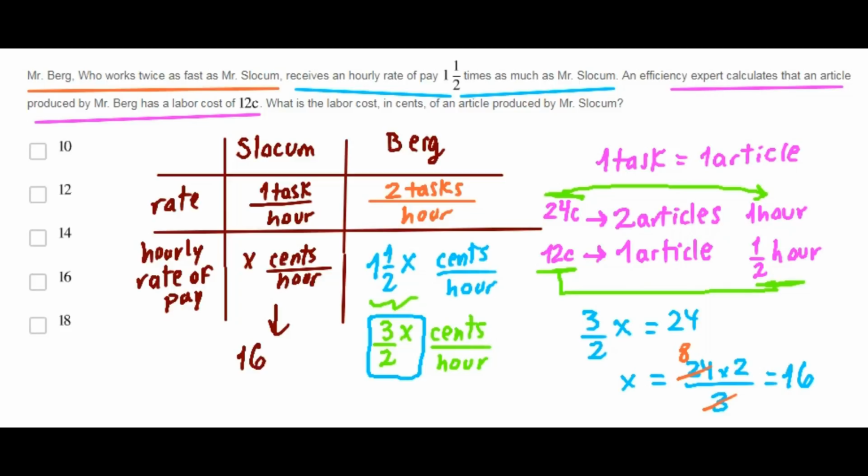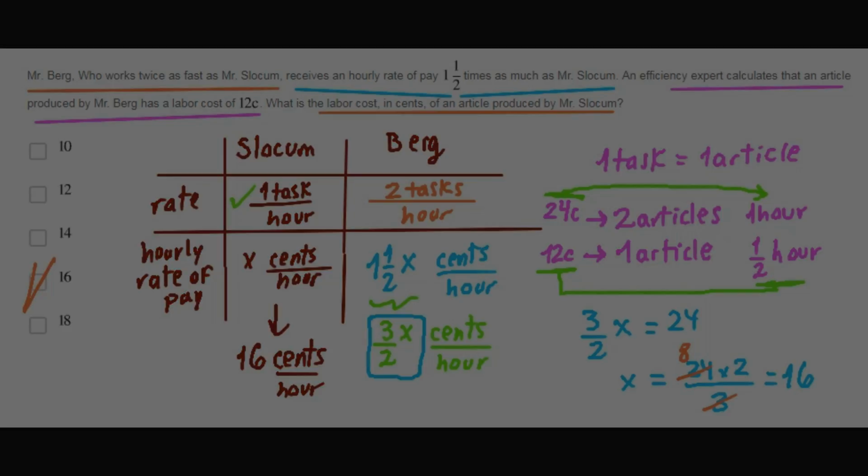Mr. Slocum receives 16 cents every hour. And he does one article every hour. That's why the labor cost of an article produced by Mr. Slocum is 16 cents. Choice D is correct.